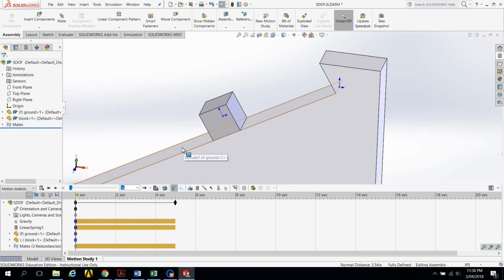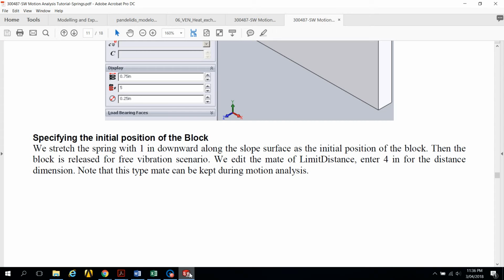Now we have the spring. It's non-visible, but it actually does exist, and we can work on that. So specifying the initial position of the spring, we stretch the spring with the block. Stretch the spring 1 inch downward along the slope surface as the initial position of the block. Then the block is going to be released for the free vibration scenario.